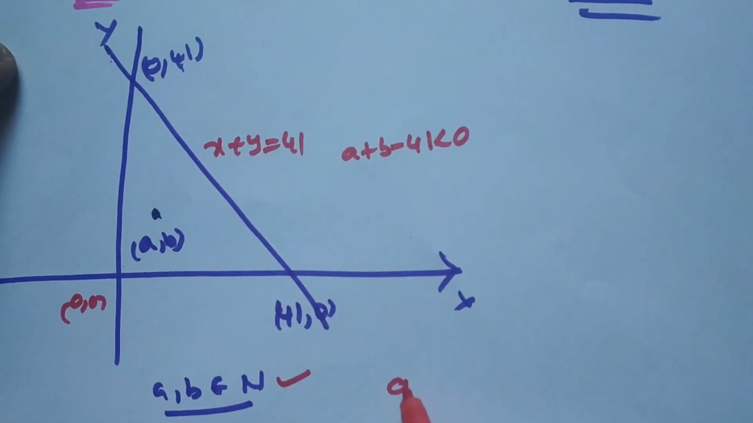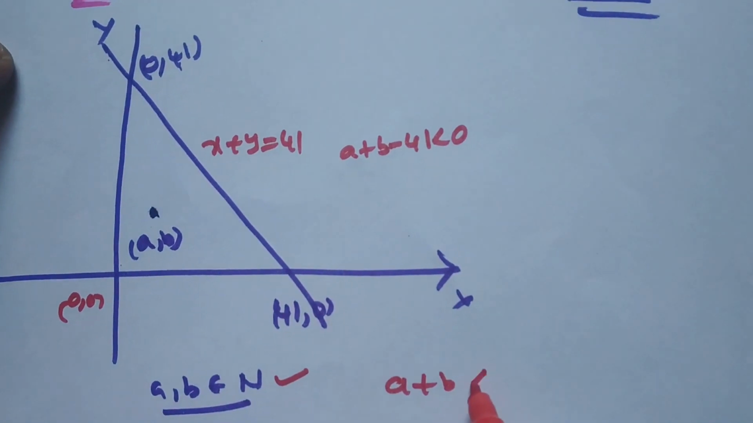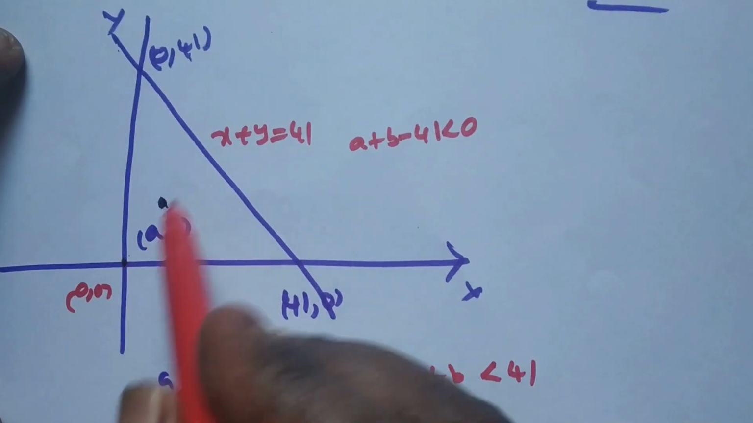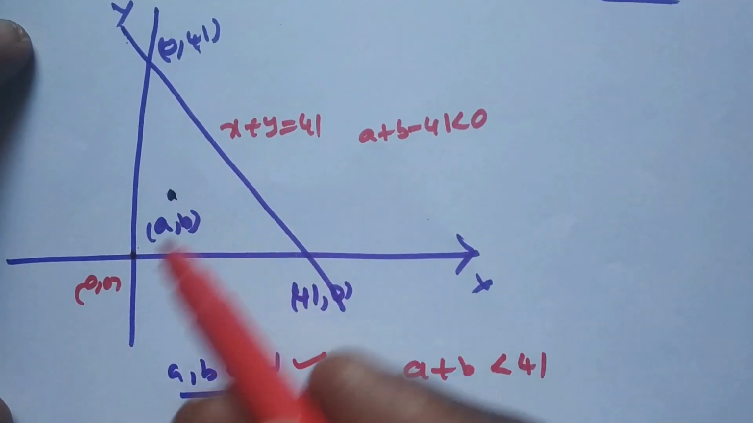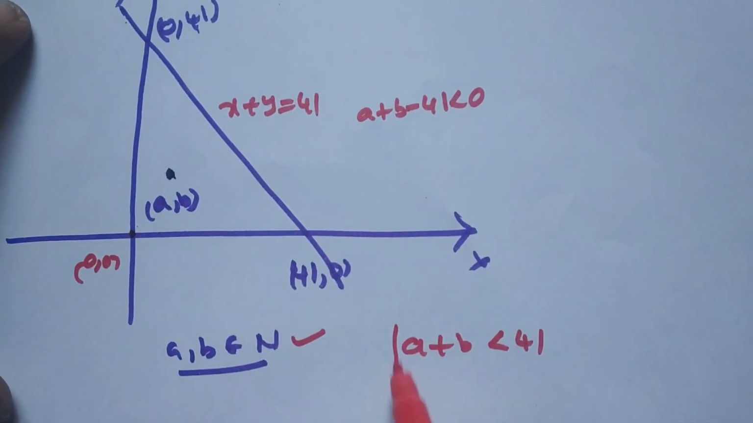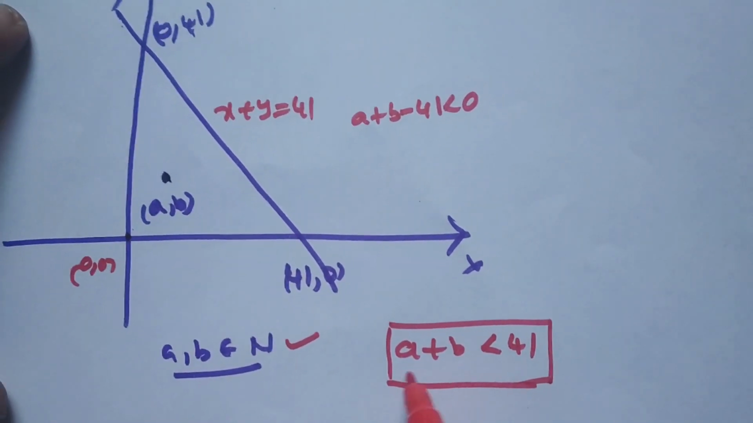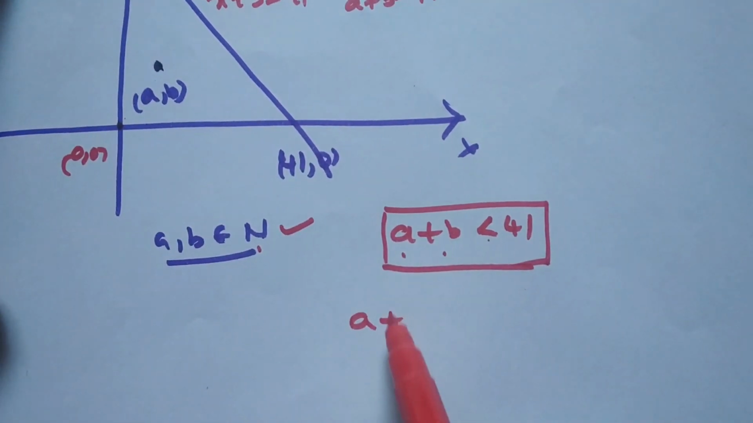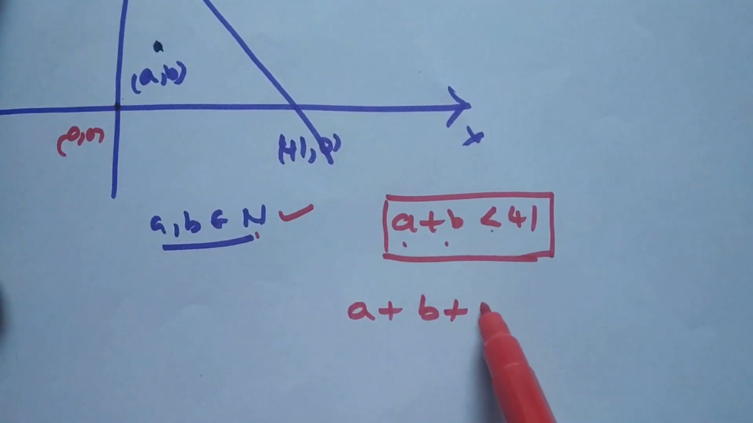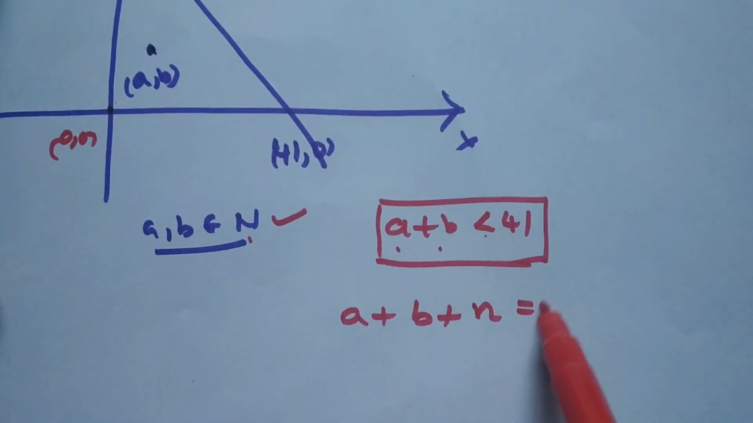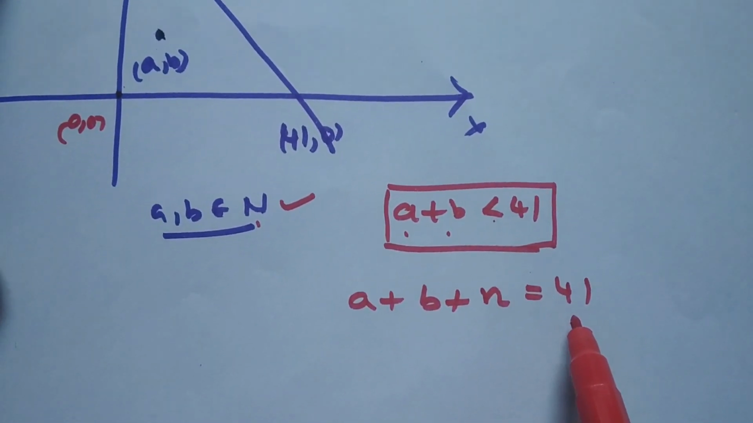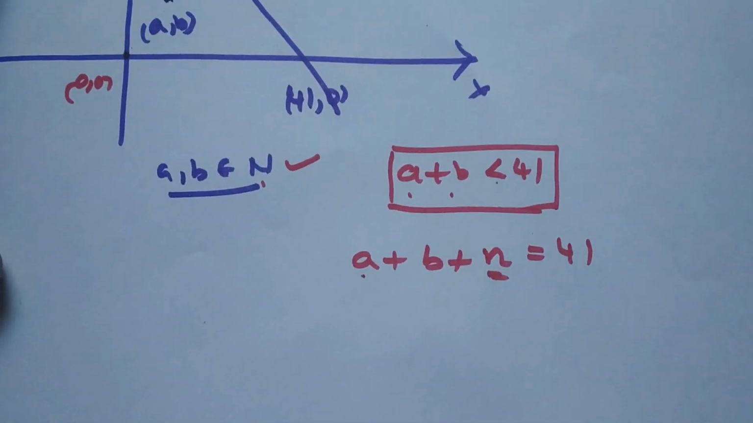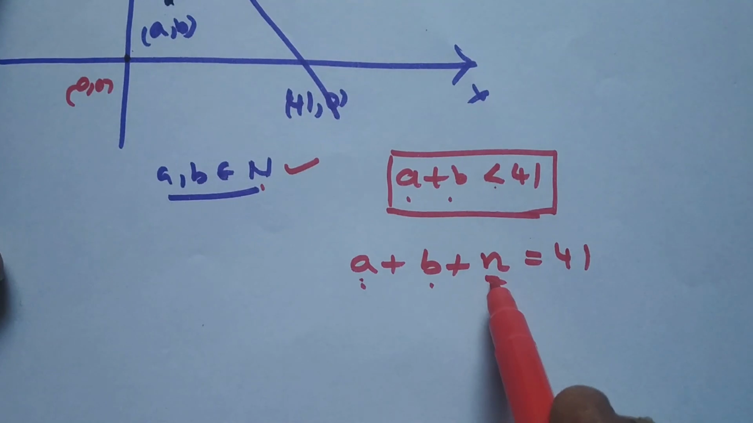So what is the condition? a plus b is less than 41. These two points are on the same side of the line, therefore substituting these two points in the line equation gives the same sign. So we have a plus b less than 41, where a and b are natural numbers. Now to get the equality I am going to add another positive quantity: a plus b plus n equals 41. 41 is a positive integer, a and b are also positive integers, so n must be a positive integer. So these three are positive integers.